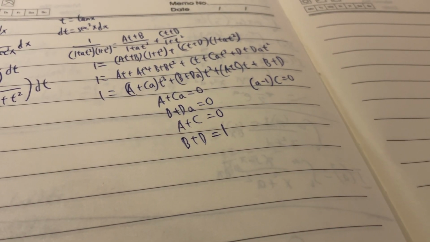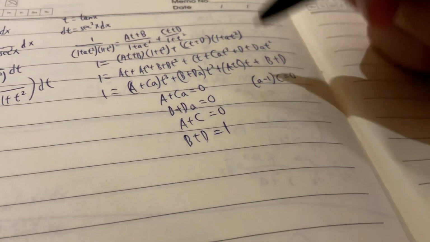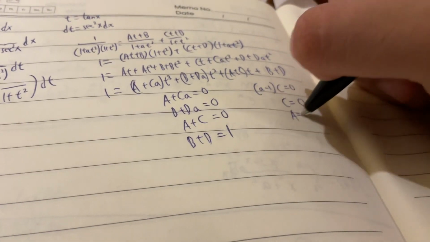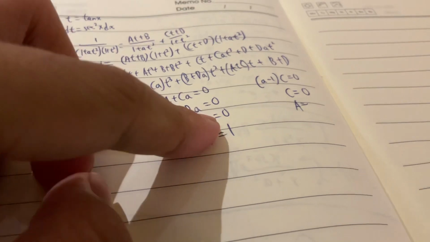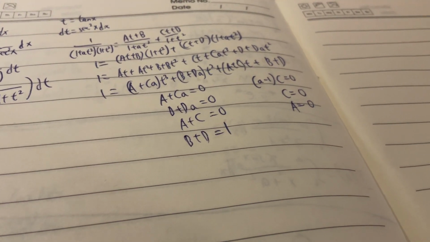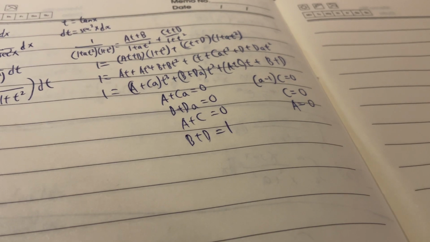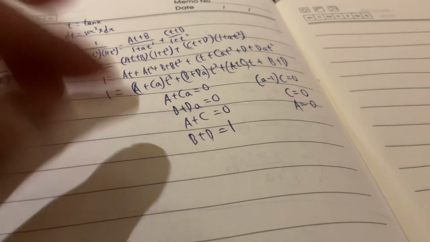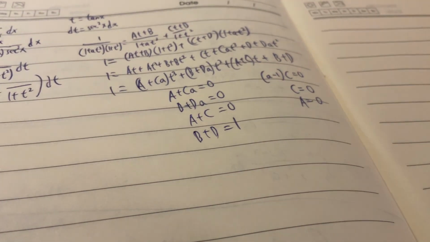And then a minus 1 divided by a minus 1 on both sides, you get c is equal to 0. And then put it to here, you get a is going to be 0 as well. And here's the deal. We know a is equal to 0, c is equal to 0. We're going to figure out what b and d are.